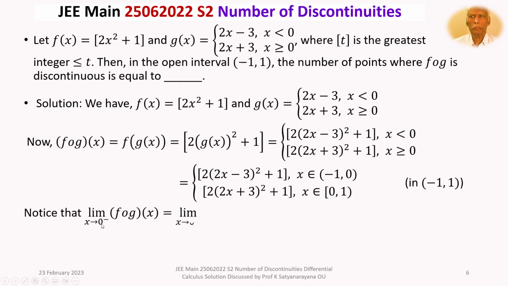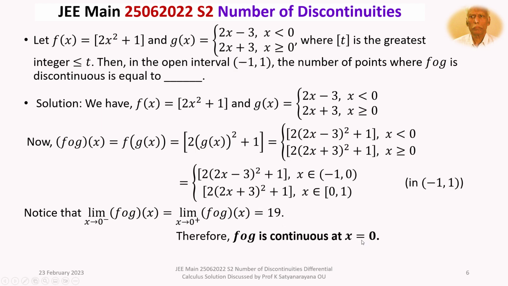So limit x tends to 0 minus of f composed g of x, minus means left limit, and limit x tends to 0 plus of f composed g of x, plus means from right, both are equal to 19. Therefore, our function f composed g is continuous at x equal to 0 and takes the value 19. So when we are counting the number of discontinuities, we will not count x equal to 0 because it is continuous at x equal to 0. That means we will not count 19. So we continue in the next slide.